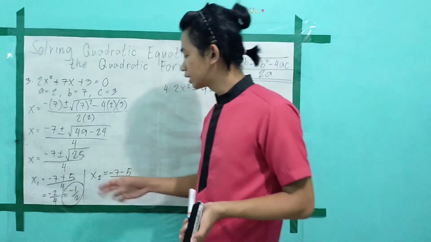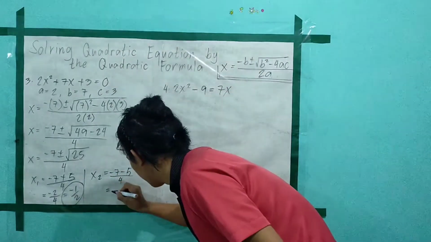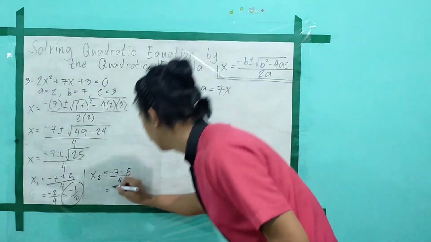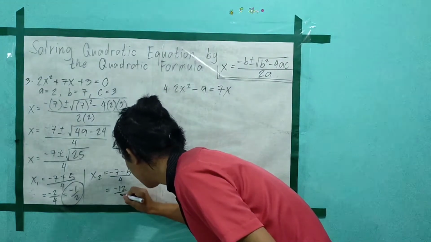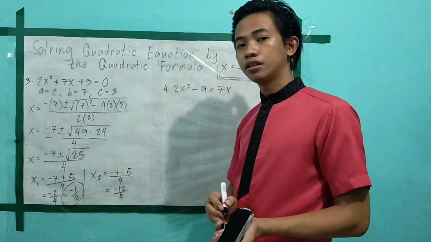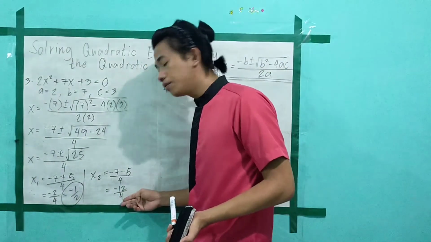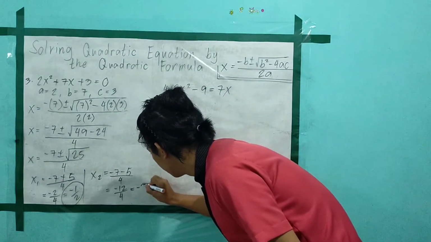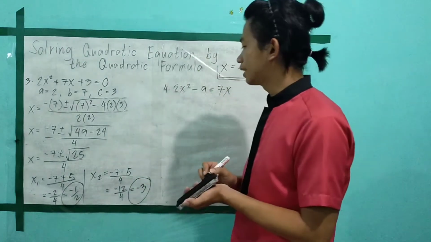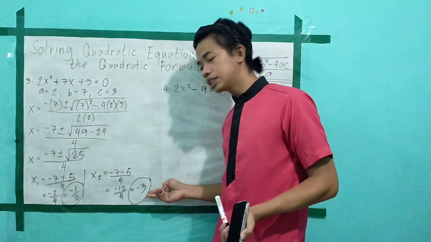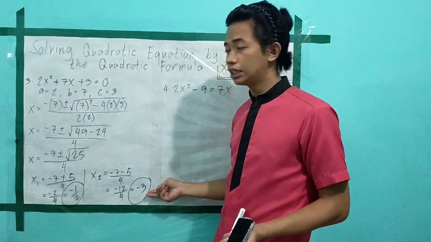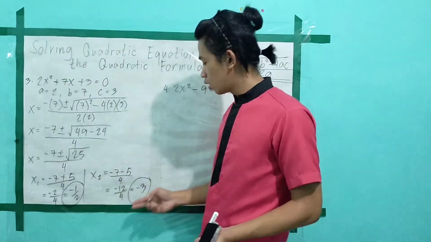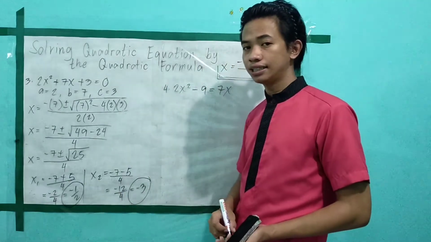Okay, next tayo. X sub 2. For x sub 2, simplify natin. Negative 7 less 5. So, we have negative 12 over 4. Okay? So, negative 12 divided by 4. We have negative 3. Okay? So, the second solution of this given problem is equal to negative 3. Therefore, the solution of this given problem are negative 1 half or negative 3. Gets?